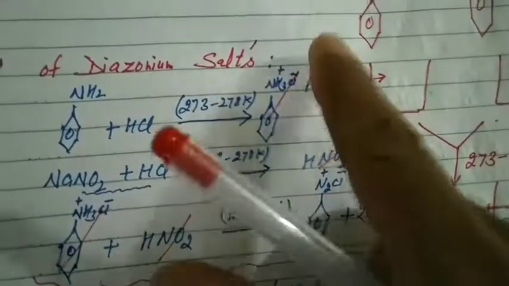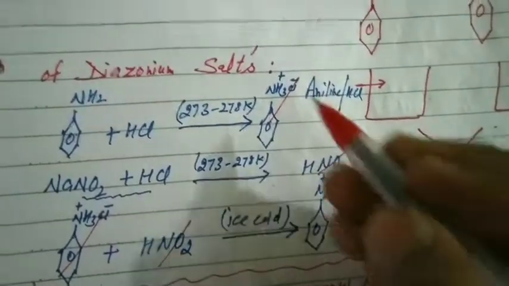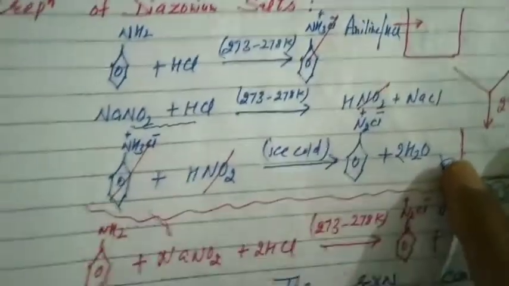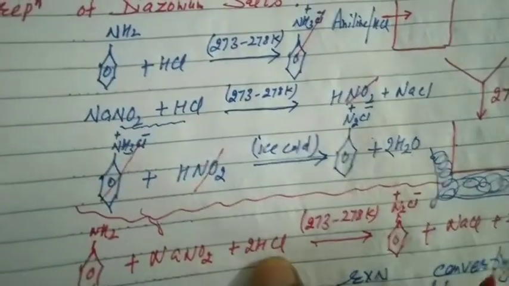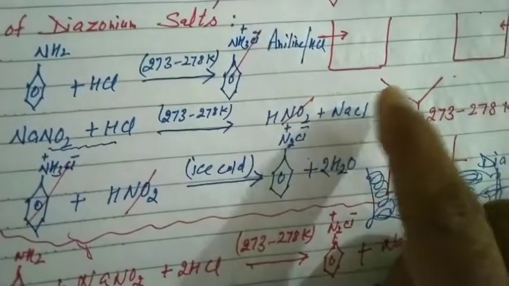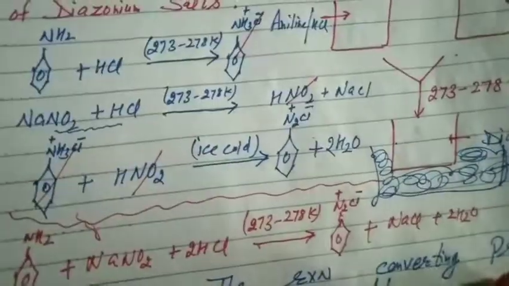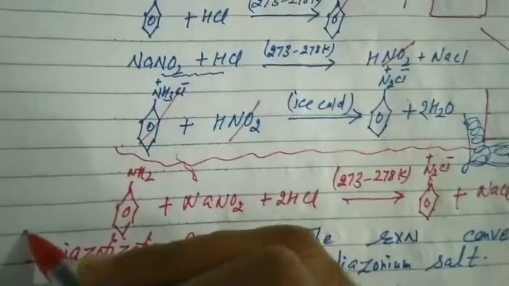Friends, now add all these three equations. What will happen? It will cancel out. Anilinium chloride again cancels out. What is left? Aniline plus 2HCl plus NaNO2. Under ice cold condition, what do we get? Diazonium salt plus NaCl plus 2 water. This chemical reaction is called the diazotization reaction. That is the naming reaction important in your syllabus.